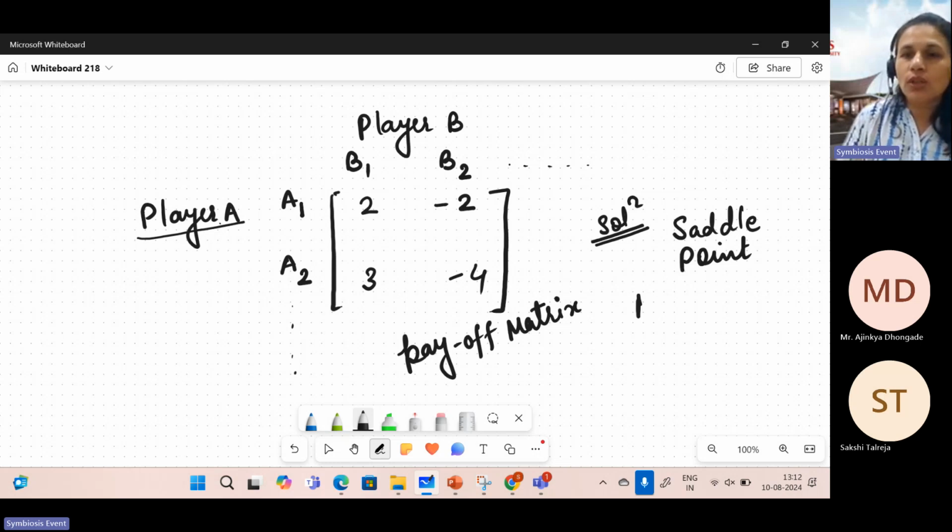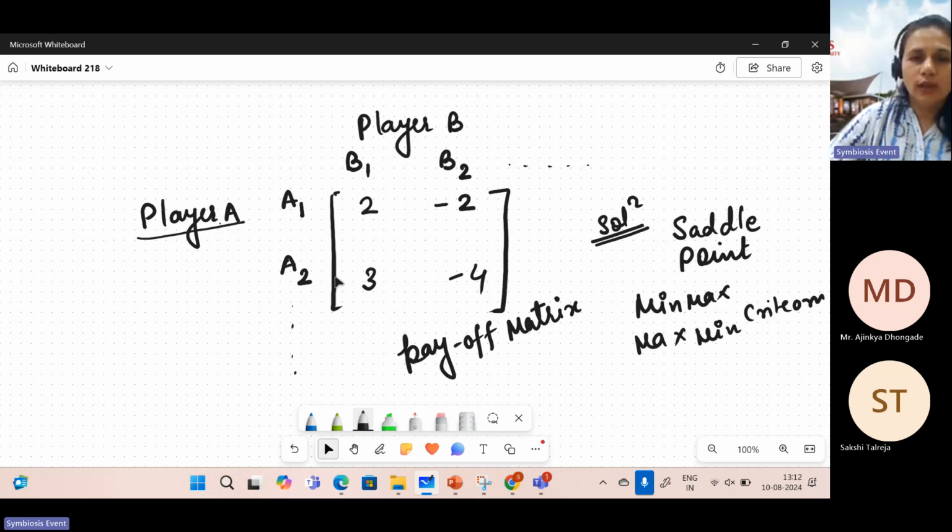Now the question comes, what is this minimax-maximin criteria, right? So to get this, what we have to do is calculate the minimum of the row minimum. So this is my first row. Figures are 2 and minus 2. I'll write the minimum of this. 3 and minus 4, minimum is minus 4.